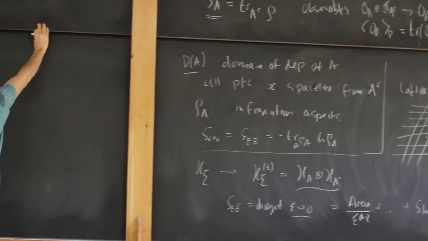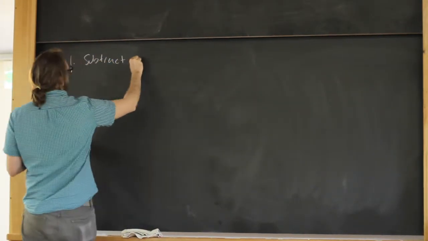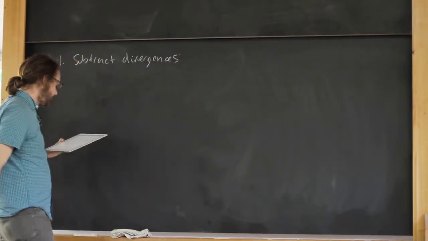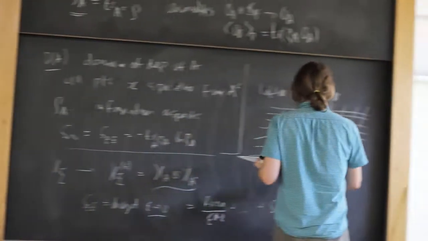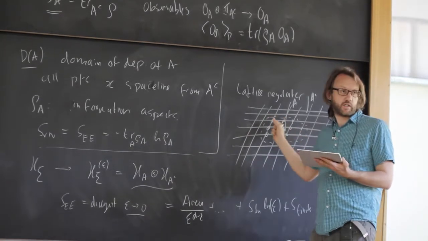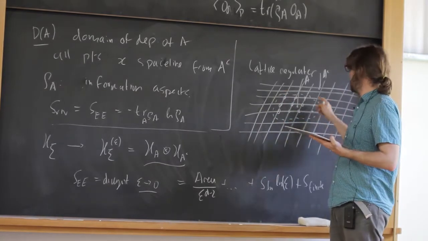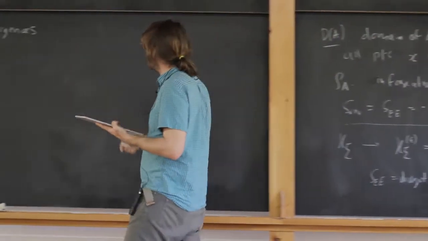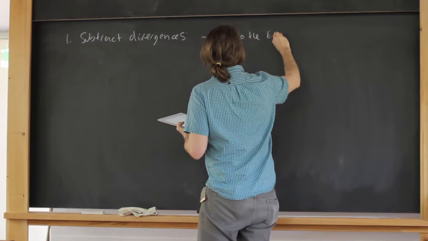So the first strategy, one, is we can subtract divergences. And the reason you might expect this is okay is because this is a UV effect. This is because of lots of short distance correlations that arise between A and A complement. And they always live at the boundary of the region, so they're local to the entangling surface.